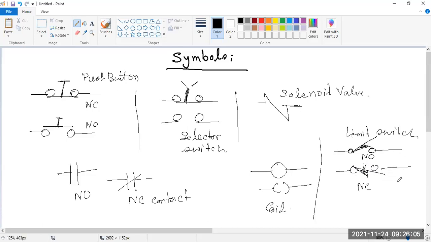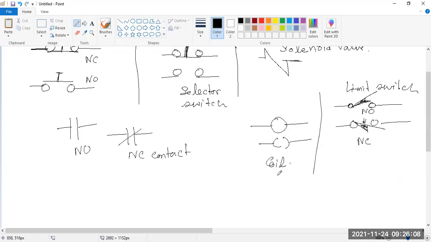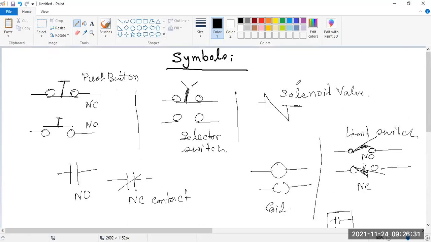Okay. And the symbol of relay. If you get this type of symbol, then you get this type of relay. This is the symbol of relay. There are a lot of symbols. So these are the first basic symbols for your P and I diagram, and I am giving you some more symbols for the controller also. Then we can find the panel diagram.